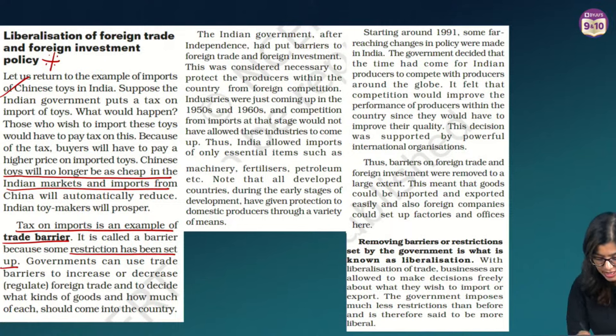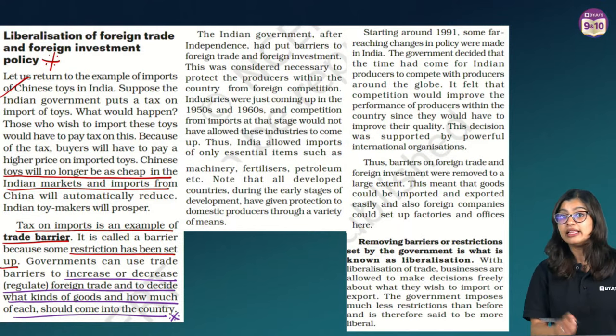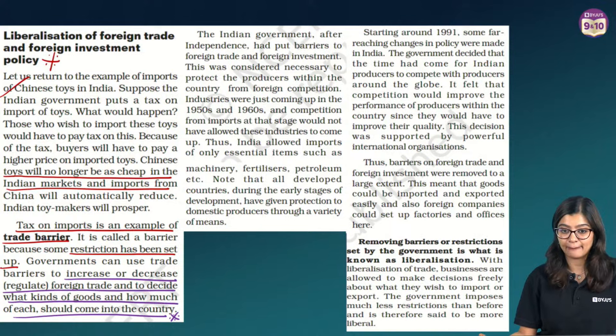Now, why do governments use trade barriers? In order to regulate trade, basically how much trade is happening, increase or decrease, right? And what kind of goods and how much each of it should come. This point is very important, students. Please star mark it. They can ask you, how does the government regulate the foreign trade that happens? So this right here is super important.